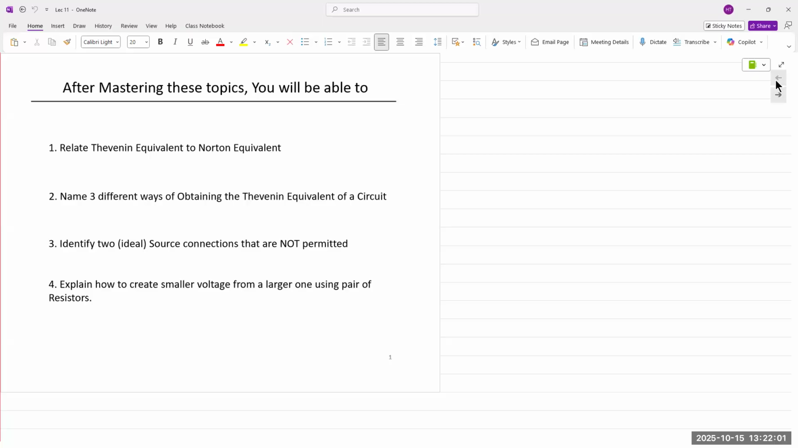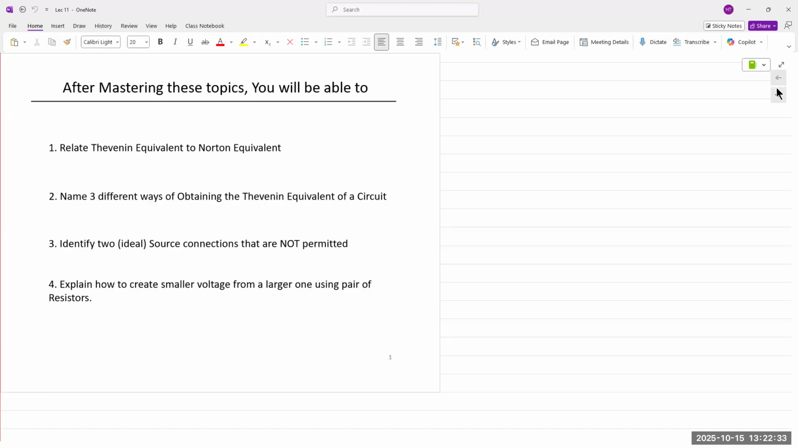For instance, we have these benchtop supplies and instruments on the lab bench. We can represent the entire circuitry inside as simply one single voltage source in series with a resistance between its output terminals. So between two terminals, positive and negative, you have a resistor in series with a voltage source. That voltage source is known as the Thevenin voltage. The resistance is known as the Thevenin resistance.